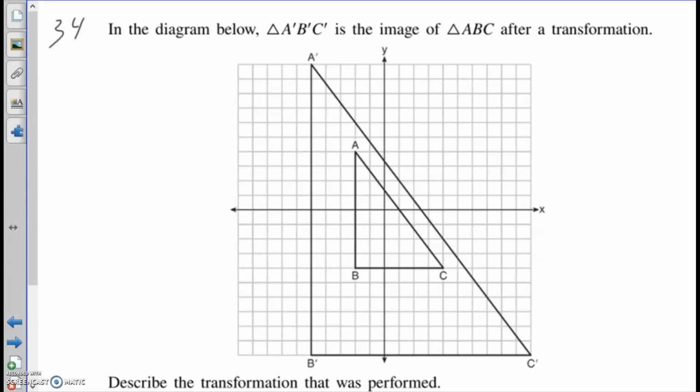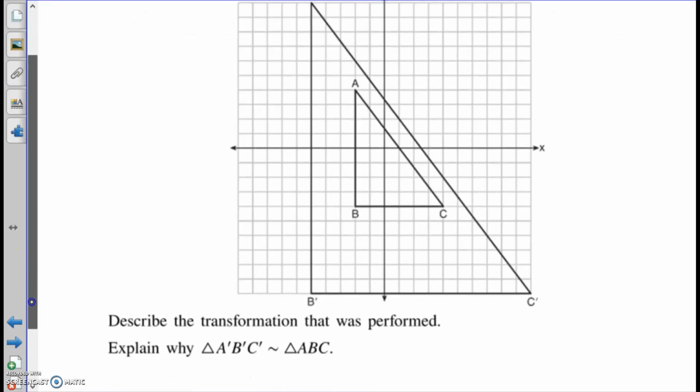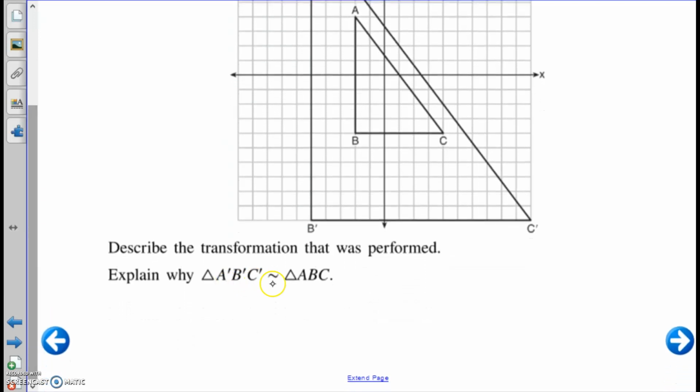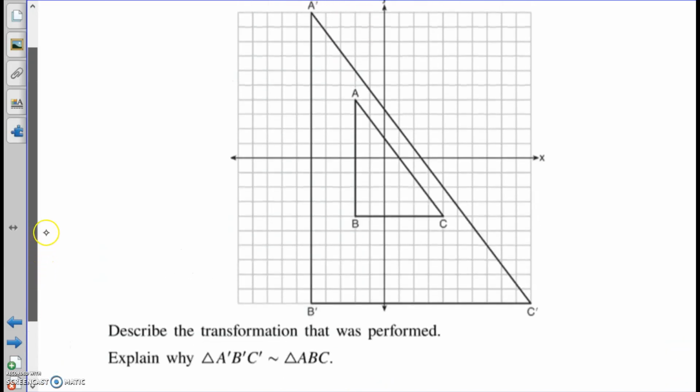Geometry Common Core, the June 2016 Regents exam, starting on the last part 3, question number 34. In the diagram below, triangle A'B'C' is the image of triangle ABC after a transformation. Describe the transformation that was performed and explain why the triangles are similar.